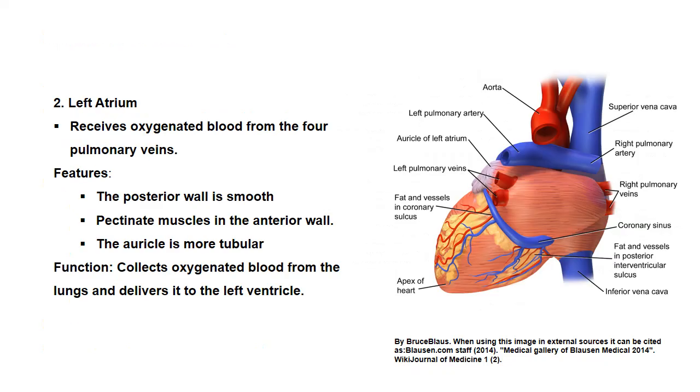The left atrium receives oxygenated blood from the lungs via four pulmonary veins. Its walls are smooth except for the auricle, which is more tubular and contains some pectinate muscles. The left atrium pumps blood into the left ventricle through the mitral valve. The left atrium with right and left pairs of pulmonary veins are shown in the diagram on the right.